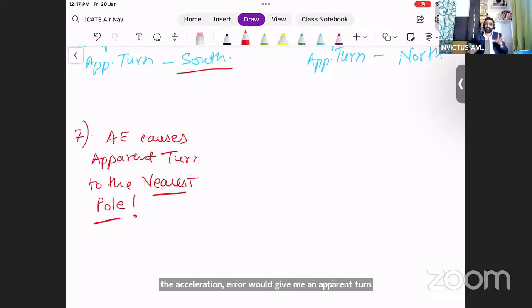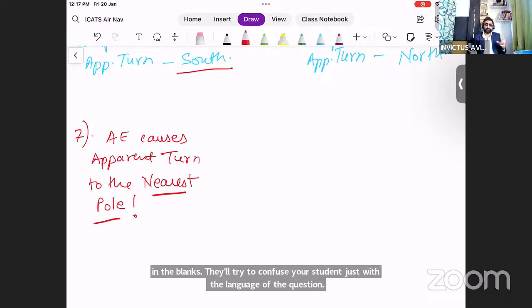Simple. Questions will be like anything: mark the correct statement, mark the incorrect statement, fill in the blank, choose the right fill in the blanks. They'll try to confuse you, students, just with the language of the question. So be ready for that, okay?